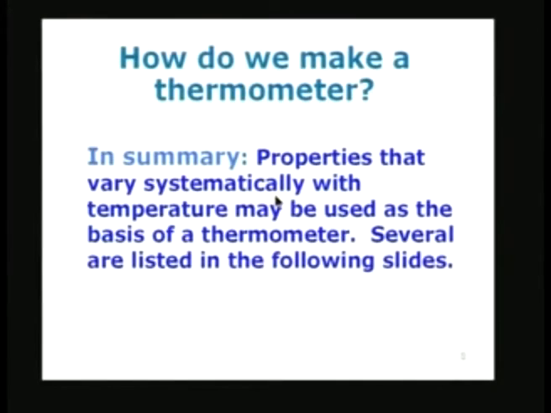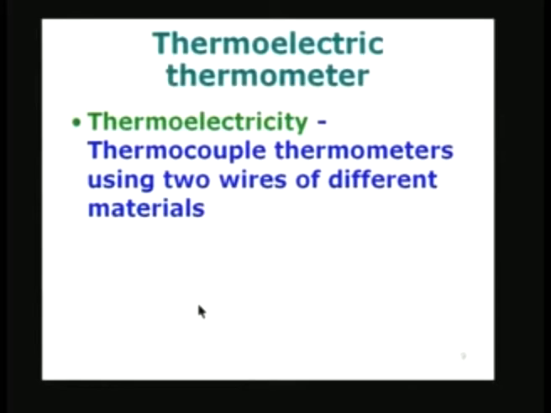And in summary, by looking at what we have discussed in the last 1 hour, we can immediately say that properties that vary systematically, in fact that is how we started the whole thing, properties that vary systematically with temperature may be used as the basis for any thermometer, and in fact several are going to be listed below, and we will look at them one by one in the order of their importance, order of their applicability, and the order in which they are found to be used in practice.